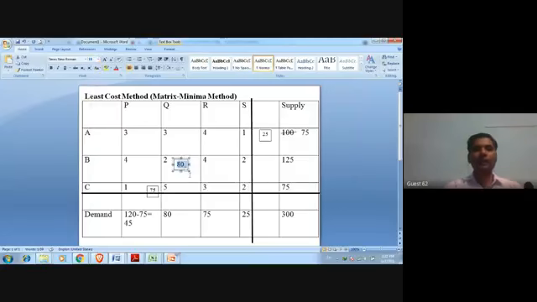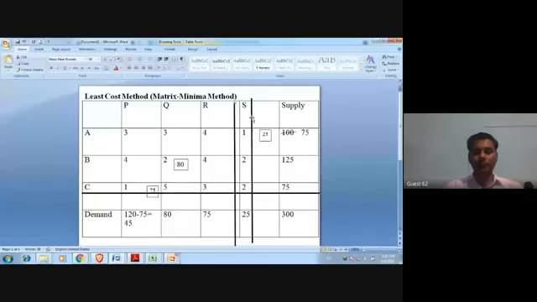Okay, I have allocated 80 units to warehouse Q from factory B. After allocating this, the demand of Q has exhausted now. So we will draw a vertical line from Q. That's why the demand of Q is exhausted now. So I am drawing a vertical line from the Q. This is the vertical line that I have drawn.